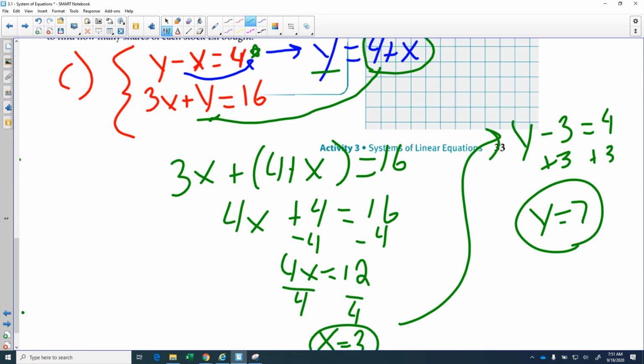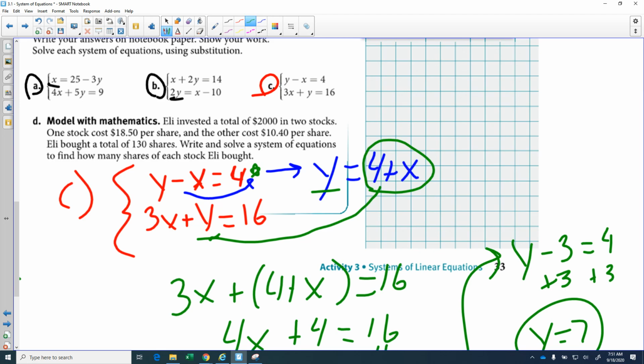The key thing with substitution, the thing I'll leave on the end part of this lesson, is that we need to be able to get a value by itself. So our goal is always trying to look for something like this, where we have a y or x equal to a specific value. Something like this in letter A, x equals 25 minus 3y. Because once we're given that value, we can substitute it into the other equation.